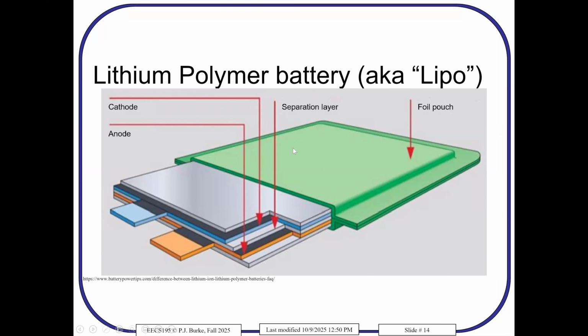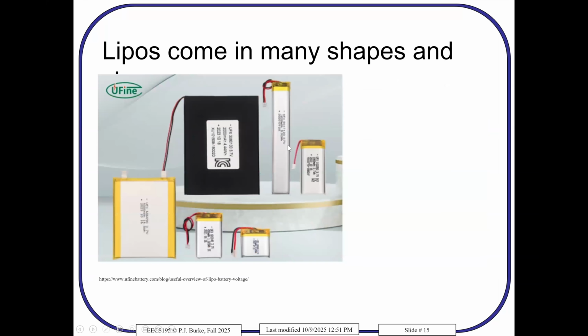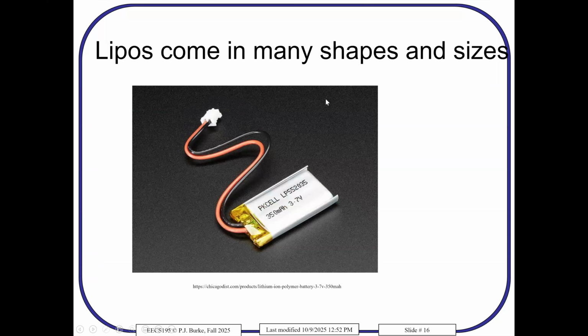And then that entire thing has to be protected, and usually it's protected in a foil pouch, and then you bring out the two electrodes. They come in all shapes and sizes. And you can pretty much decide what shape and size you want, and you can probably find a place to sell them. And there's your wires coming out. Now, for drones, we want them very lightweight, so we do not have a protective case around them. These ones I'm showing you don't have a protective case around. So be careful.